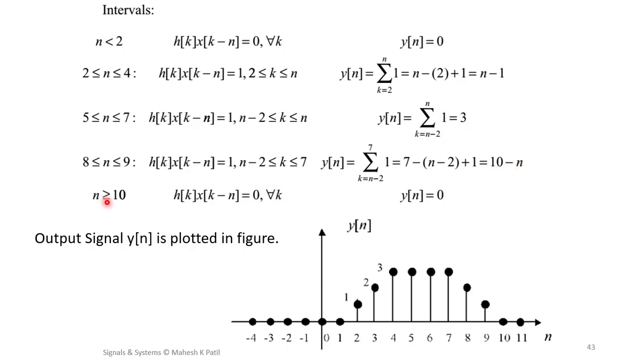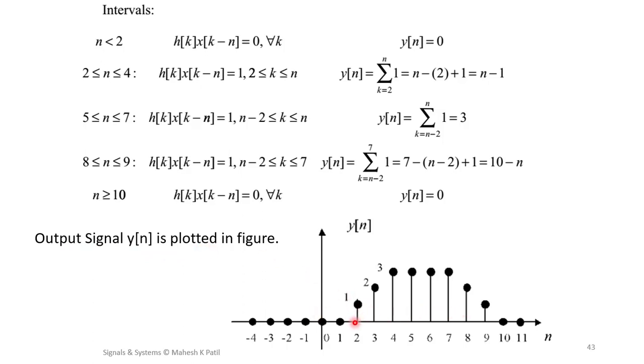And for n greater than or equal to 10, we'll get h of k into x of k minus n equal to 0. So directly we'll get the output y of n, that is, the summation output is 0 here, because no overlapping exists for n greater than 10. If you combine all these outputs, we can plot this output signal y of n like this.